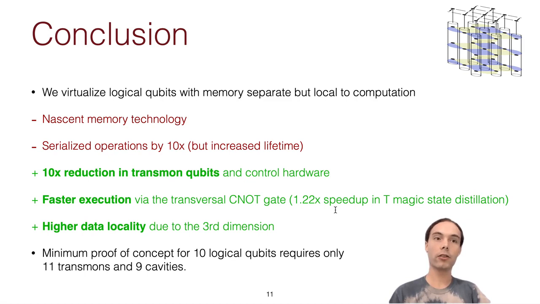The final thing is that higher data locality means that there's less communication congestion, and this third dimension and the transversal CNOT gives us the ability to do more operations with less communication. And so we hope this work motivates further experimental efforts and prompts industry to adopt and scale up this architecture. And the smallest proof of concept of this that can give you 10 logical qubits requires only 11 transmons with 9 cavities.